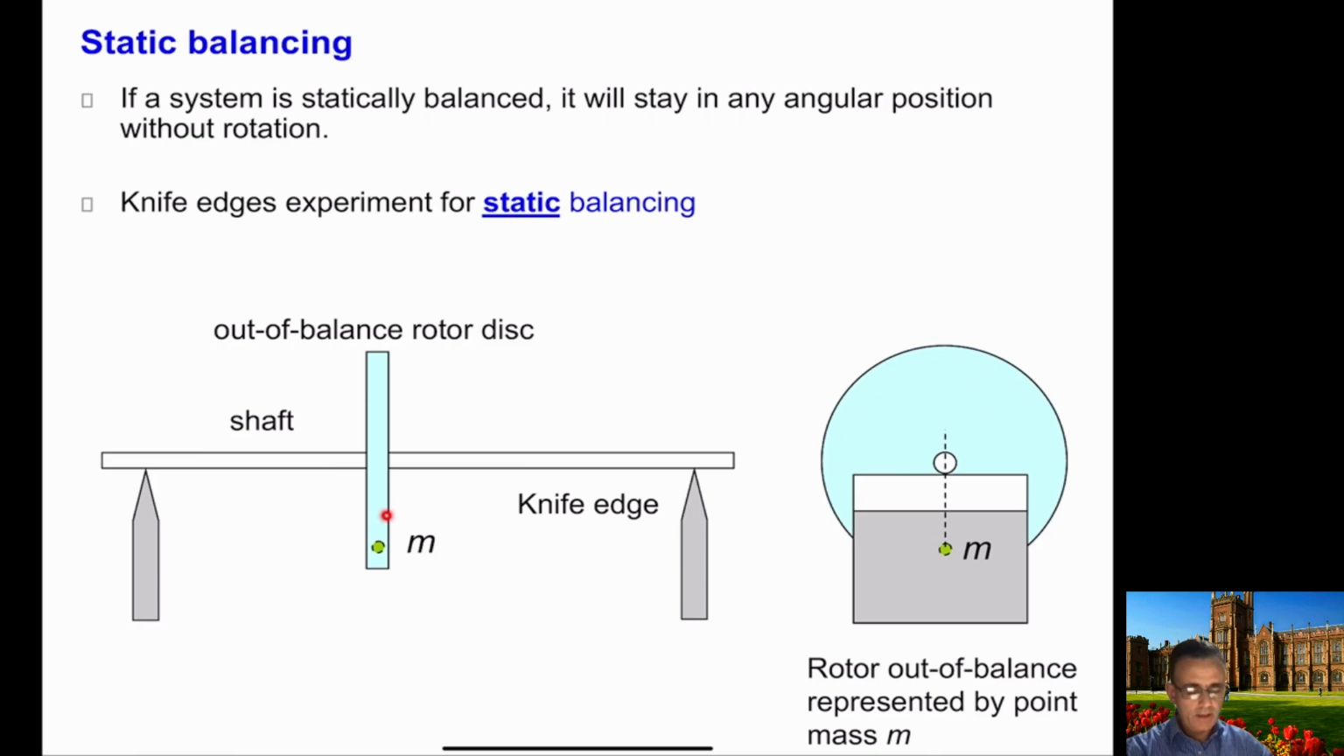And if there is an out of balance mass in the disc, as you can see here, this out of balance mass is represented by a point mass m in this figure. This is the front view, and this is the side view of the same experiment. If we have this out of balance mass in the disc and we rotate this shaft, it will always come back to this position. So this means that the shaft is not balanced.